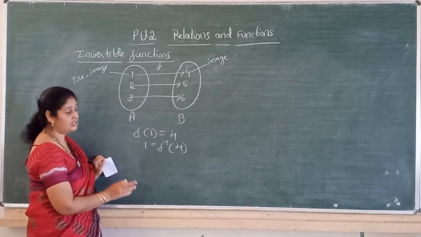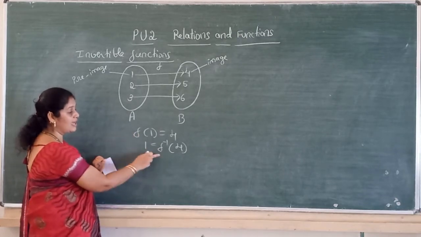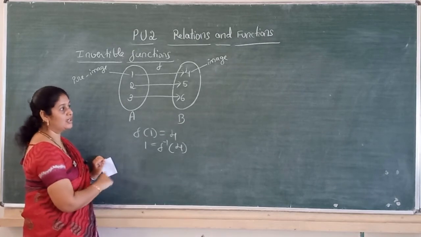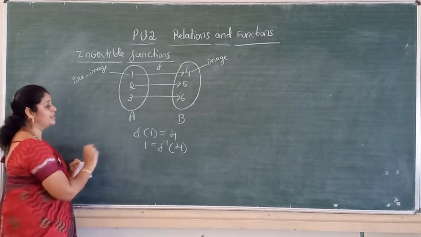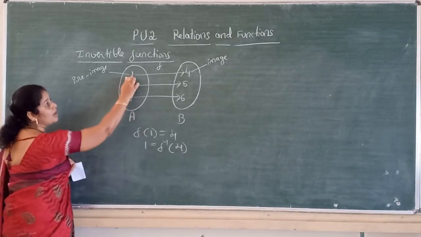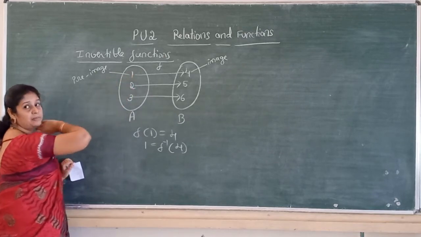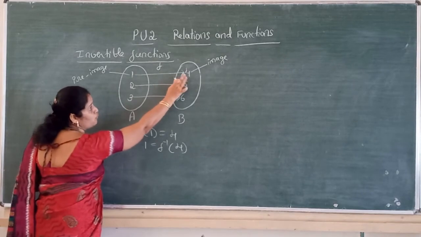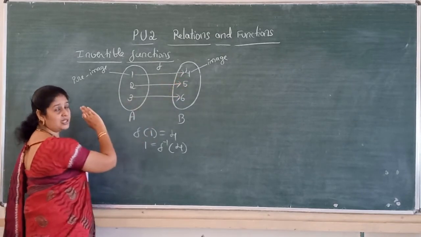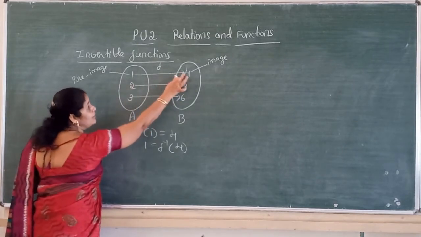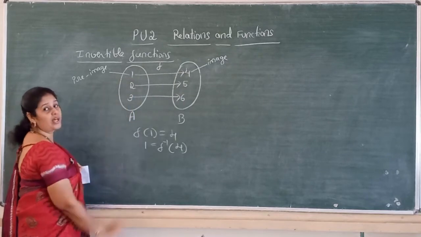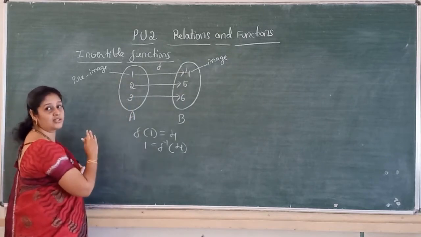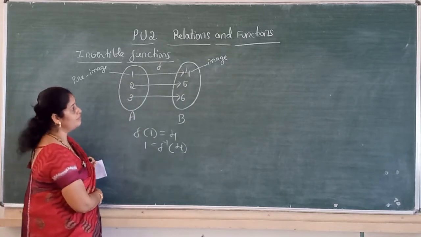So there is a condition to write f inverse that I will explain a little bit later. Therefore, 1 is called pre-image or inverse of an element 4. That means 1 goes to 4. In reverse way, if you want to write, then 4 goes to 1. That reverse way is called inverse.